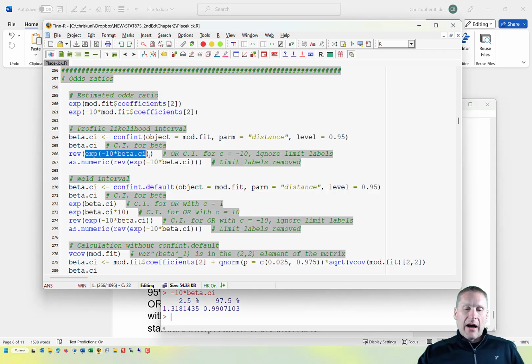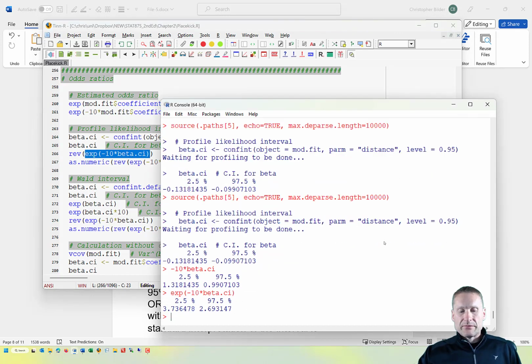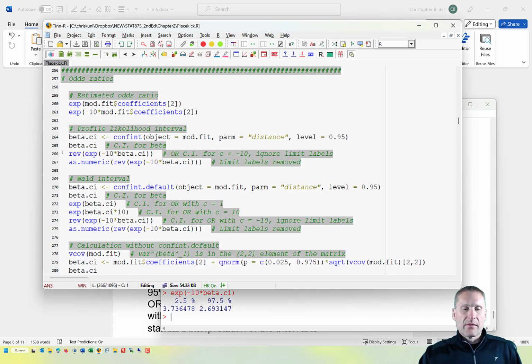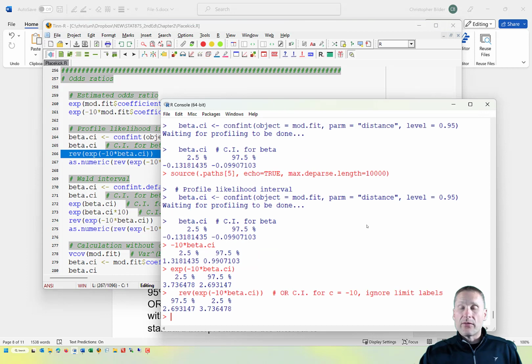To do this for an odds ratio, I use the exponential function with this. And I get 3.73 to 2.69. Now note, the way that this is displayed is it puts the larger number first. It puts the smaller number second. And that's not how we write out confidence intervals. We always, for a range, put the smaller number first, the larger number second. So to make a simple change here, to change that order, I use the rev function for reverse. And now here's my confidence interval.